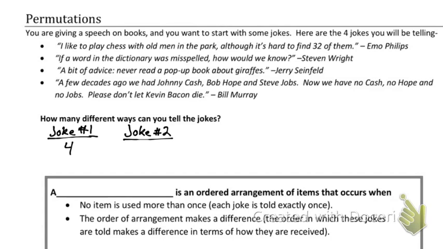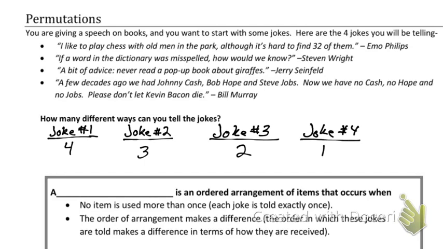I no longer have 4 jokes to tell. I'm down to 3 because I'm not going to tell the same joke twice. So we're going to jump down to 3 jokes. Then for joke number 3, we're going to have 2 jokes left. And for joke number 4, I have to tell whatever joke I have left. Well, now that it's set up like this, it turns back into the normal counting principle.